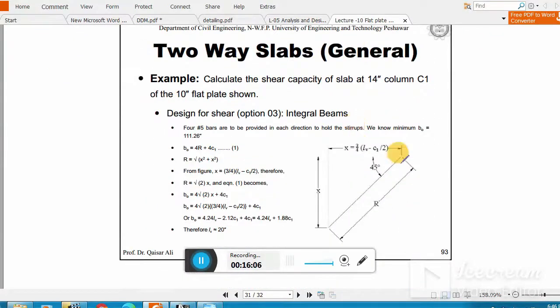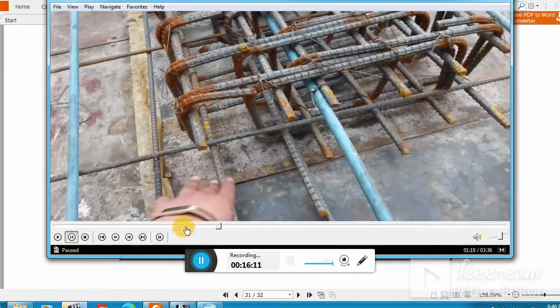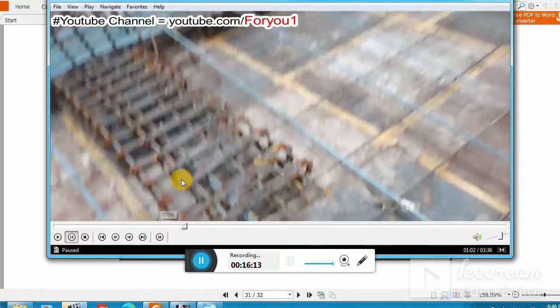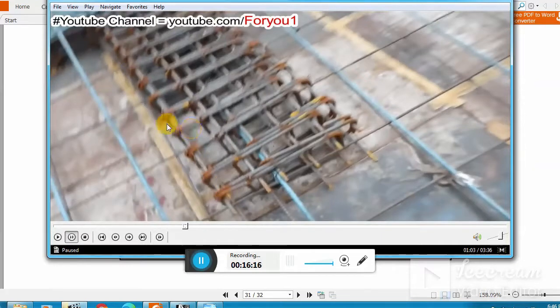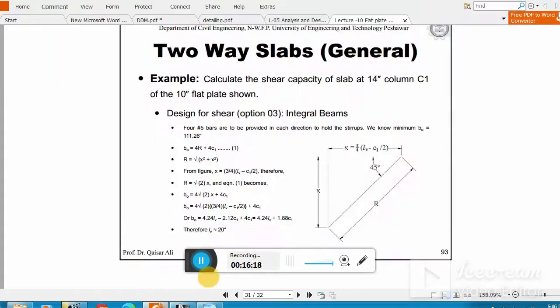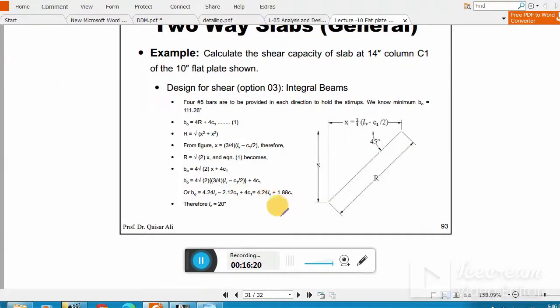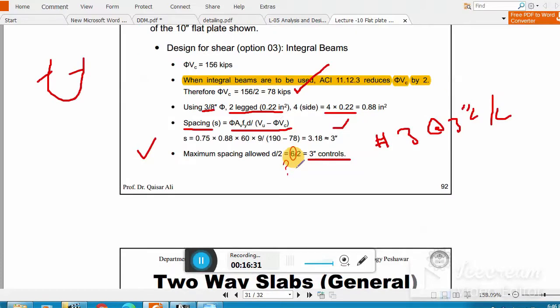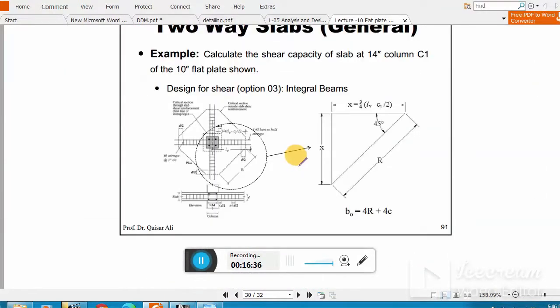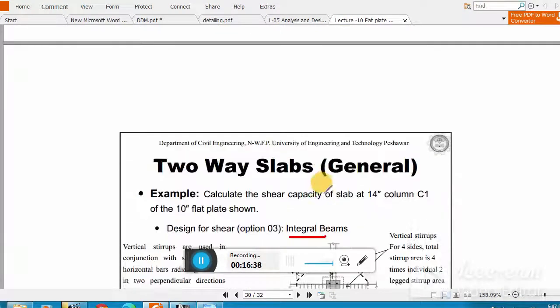Now we have to find out the leg length, meaning for how much distance we have to extend these horizontal bars. And I already derived this equation in lecture number 10, the derivation is in front of you, you can do it. We have to find out this LV. So to find out LV, we need beta naught, and we already calculated beta naught is 111. Okay, 111. We already calculated this beta naught.